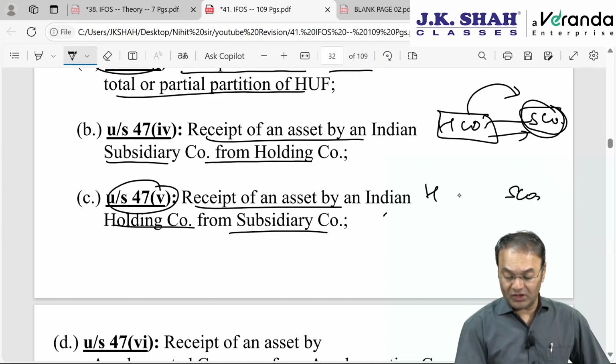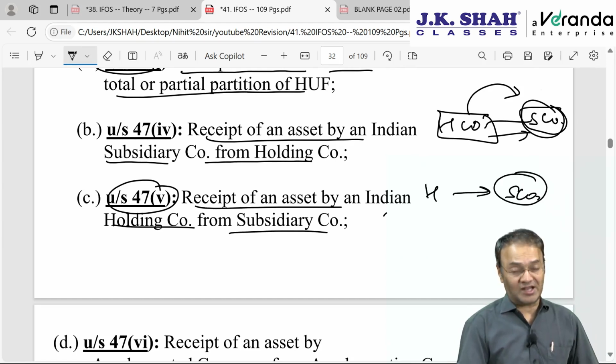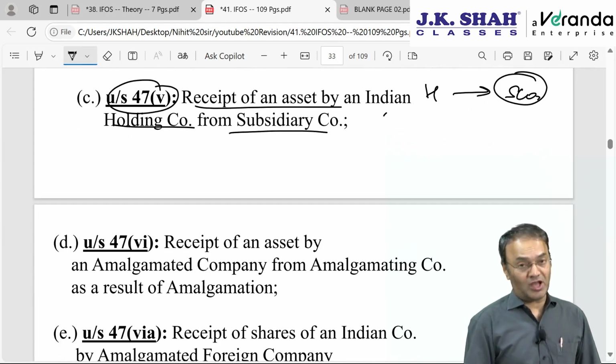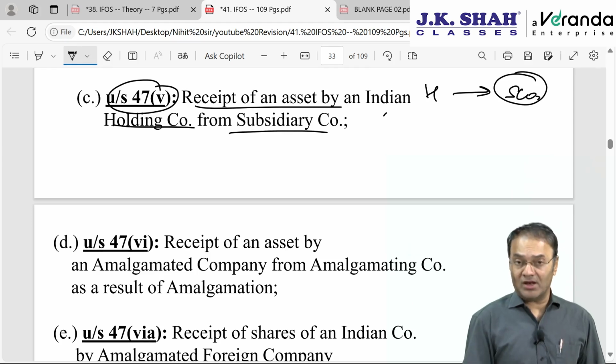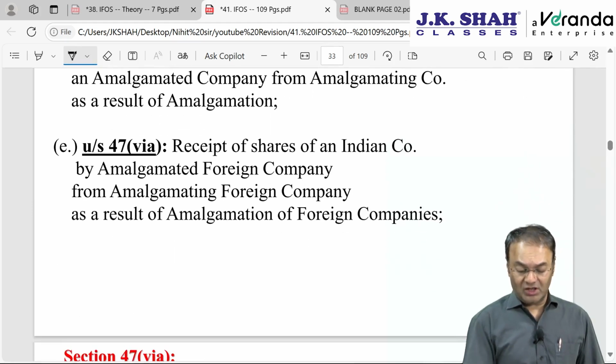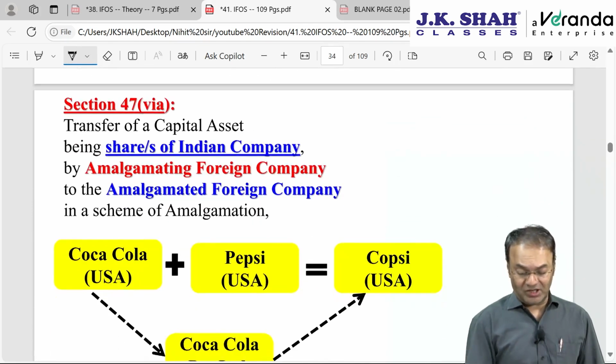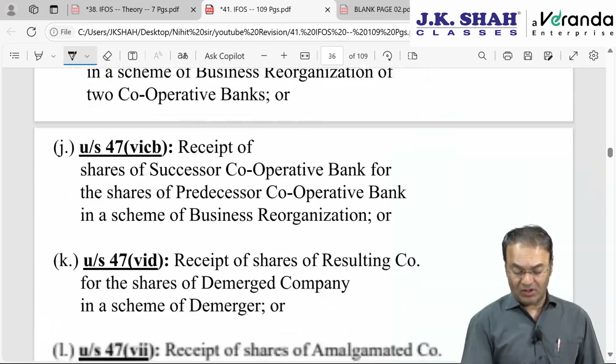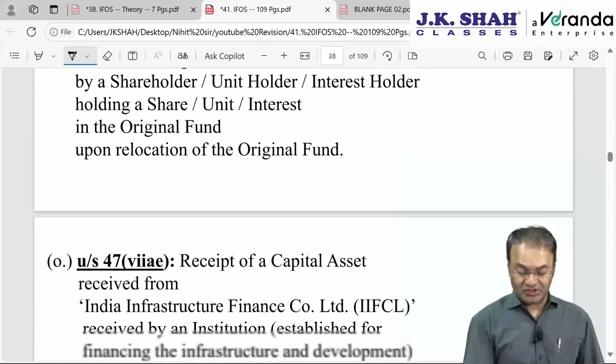Holding company transferring to subsidiary company, where the subsidiary company is the recipient, will not be regarded as transfer. With regards to amalgamation and merger, we have a couple of points which we have already done in the capital gain chapter. You can kindly have a look at them. We have covered quite a few points in the capital gain chapter.